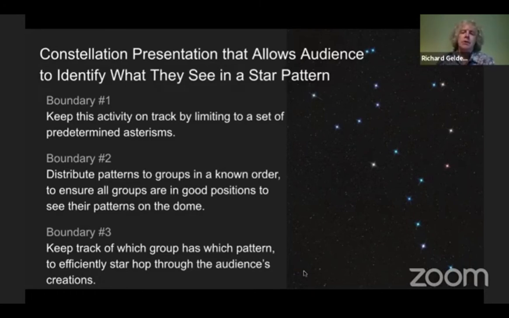So they get control because they get to make up a name for it. They get to make up what they see in the dot to dot connection, and they get to decide why this deserved to be in the sky. But I still set up my own set of boundaries, which makes it manageable for us and honestly makes us look kind of magic. Next, Sara.